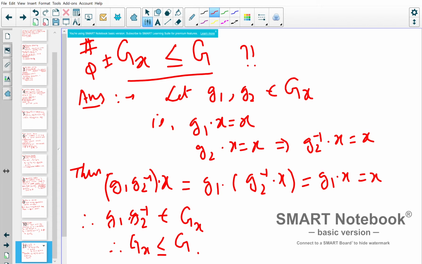So what does that mean? That means you can actually count how many such elements there are, and also you can count the total number of elements of X in terms of the stabilizers. So this is a subgroup, we have done.